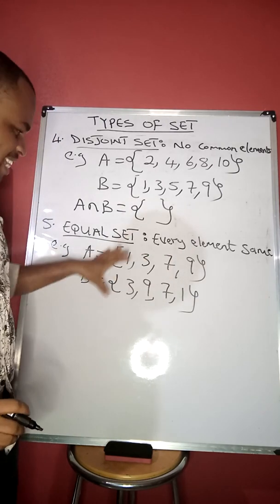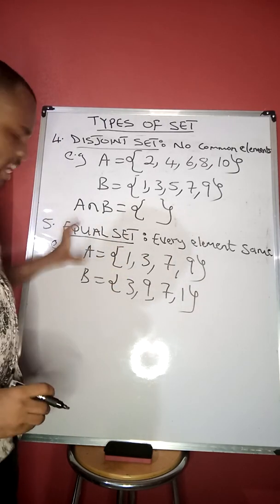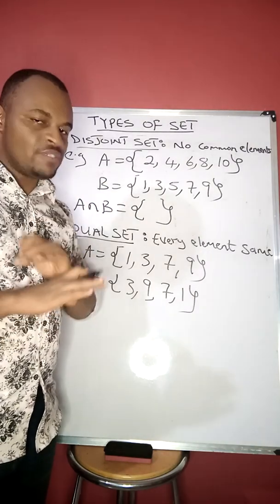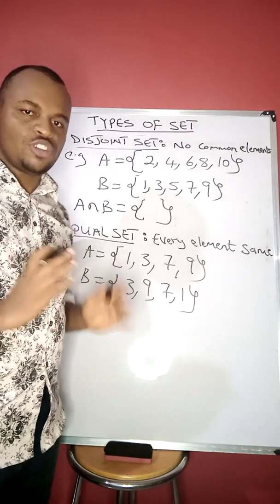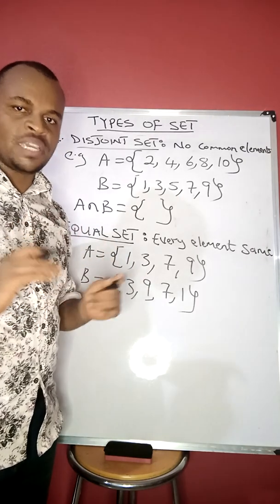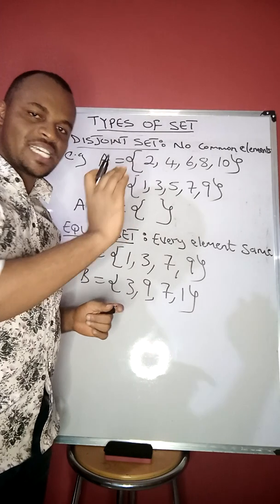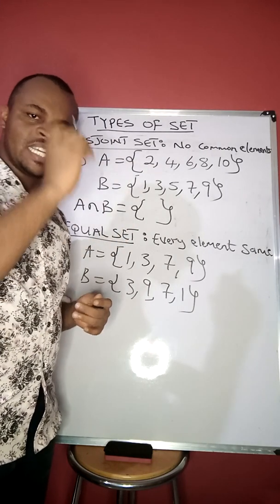So these two sets are said to be what? Equal, because their elements are the same, irrespective of arrangement. You don't have to arrange it the same way to determine equality. It's just to determine if the elements in the first set are the same elements in the second set.